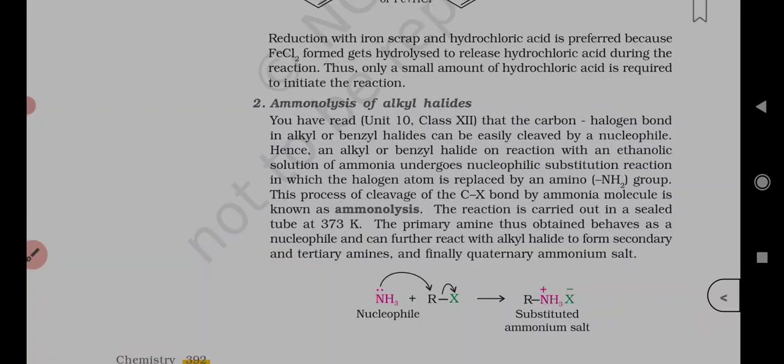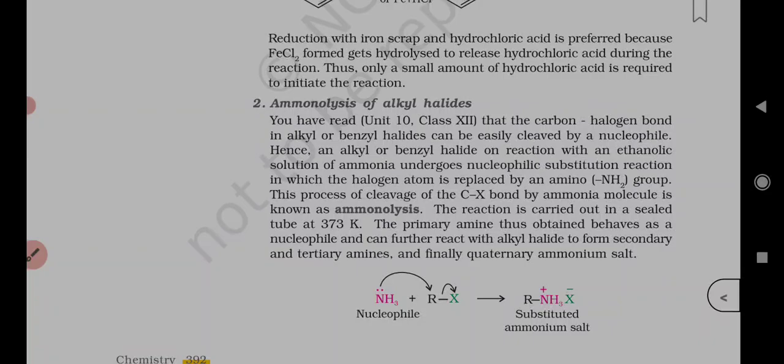So the free amine can be obtained from the ammonium salt by treatment with a strong base. RNH3+ X- plus NaOH gives RNH2 plus water plus NaX.